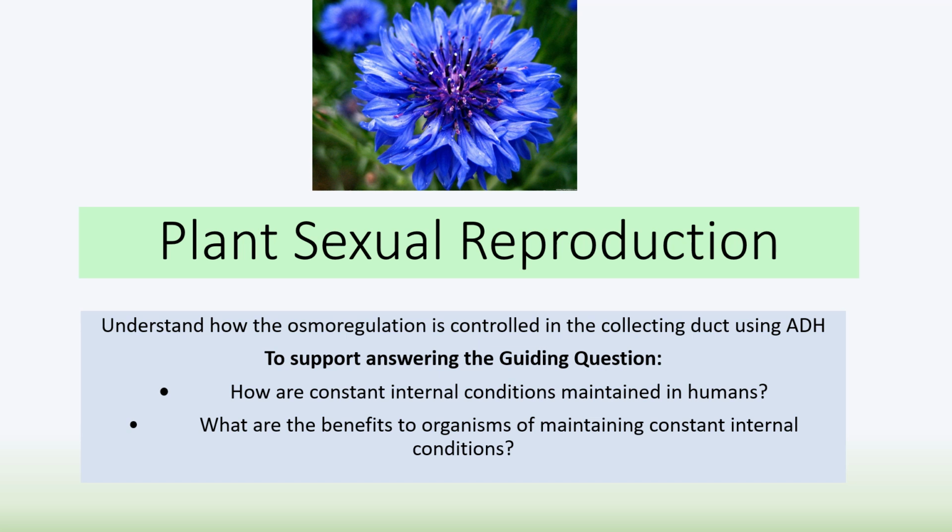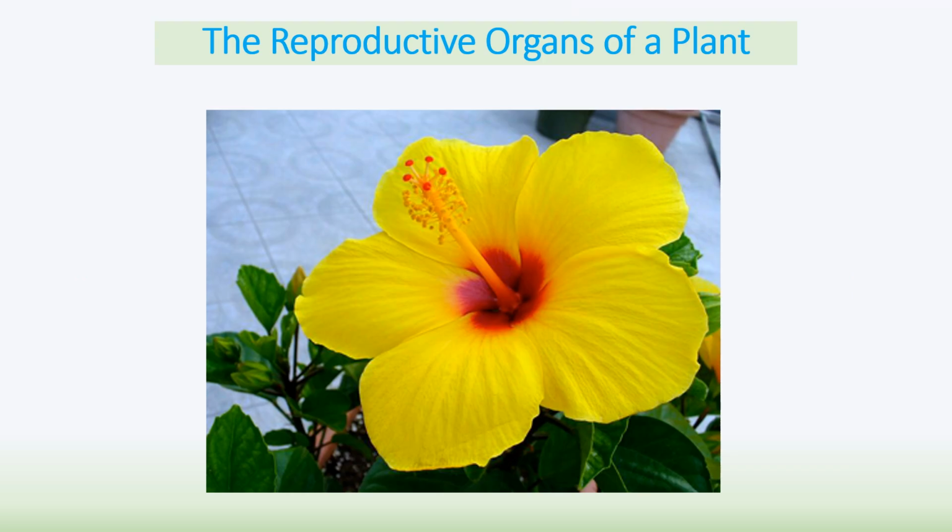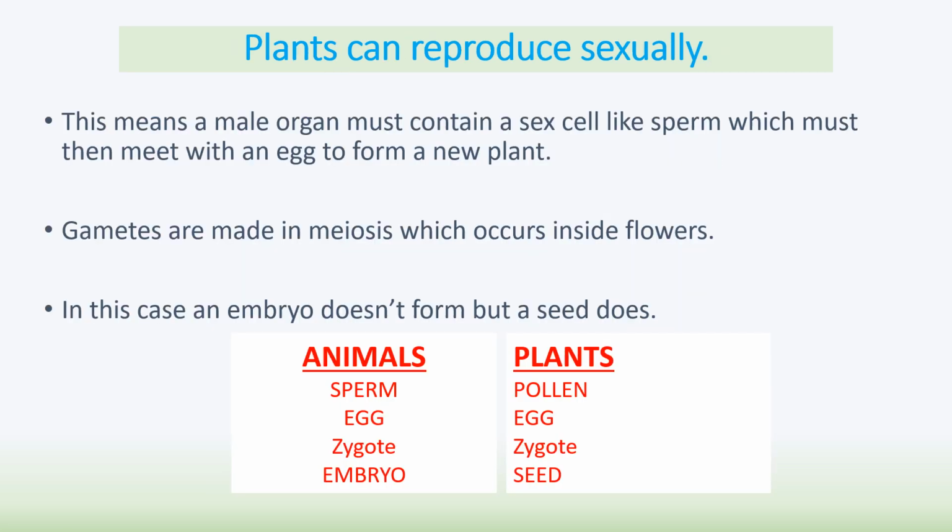So now we're going to look at sexual reproduction in plants. Plants can reproduce sexually because they have gametes just like animals do. Instead of egg and sperm, we have egg and pollen. And instead of an embryo, they develop a seed.